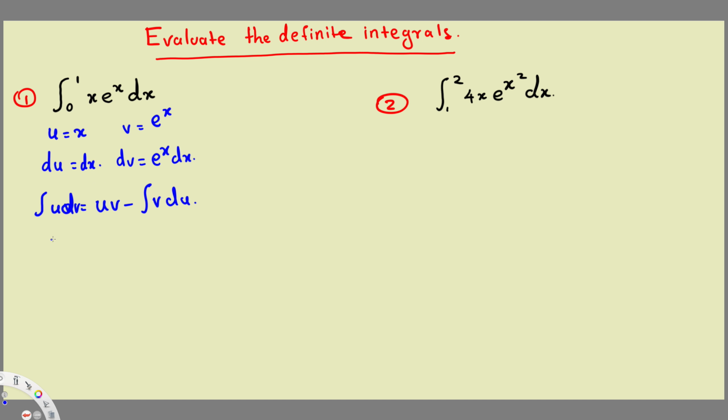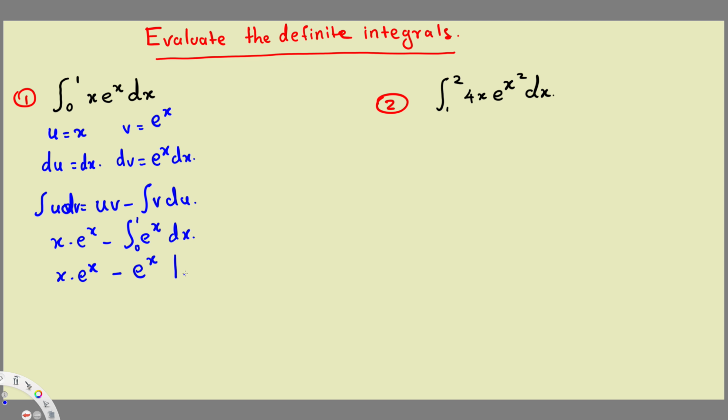So let's plug all this in. u is x and v is e^x, minus the integral of v, which is e^x, and du is dx. So e^x dx, and if I integrate this one, it's going to be e^x. So it's going to be x e^x minus e^x, and this is going from 0 to 1.